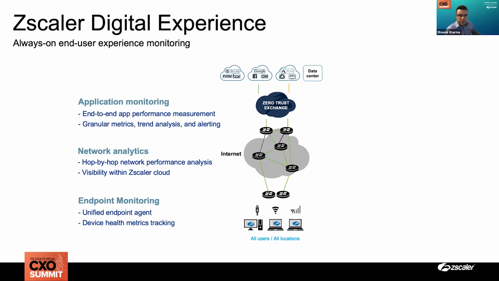So the score, from a digital experience perspective, depends on 3 variables. And the 3 variables are application, networking, and endpoint. From an application perspective, it is important to do end-to-end monitoring of app performance, looking at the behavior of the application. For example, the ability to generate alerts, which can be triggered when certain thresholds are crossed.